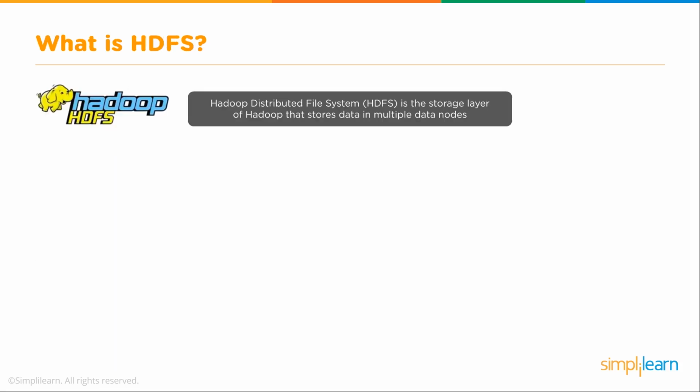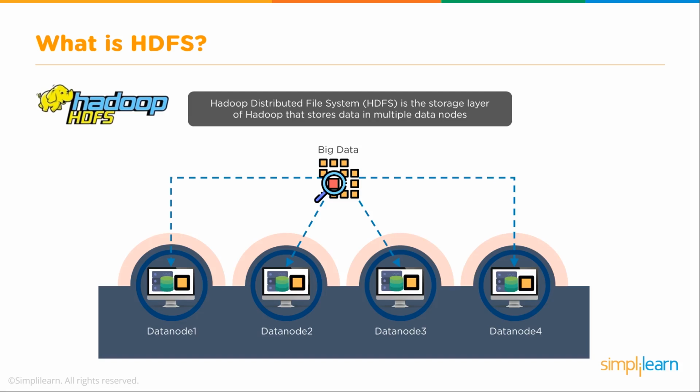So what is HDFS? Now, we've already given you a definition earlier, but let's just pound it into you a little bit, make sure you remember it. HDFS, Hadoop Distributed File System. It is the storage layer of Hadoop that stores data in multiple data nodes. And so here we have our big data. We're going to dig a little deeper into the structure, what's going on, and you have your data node 1, data node 2, data node 3, and data node 4, and so on.